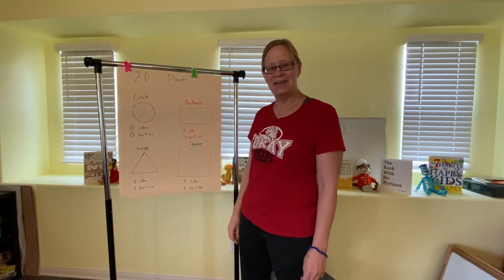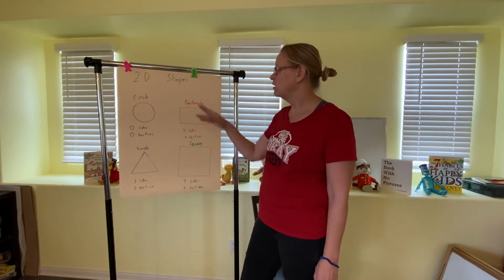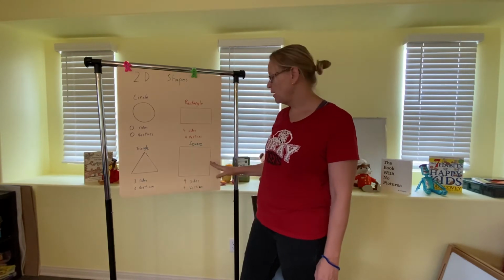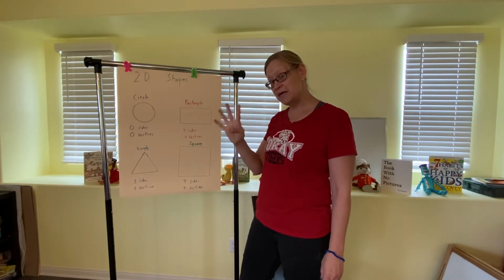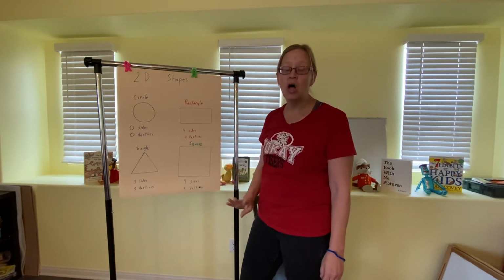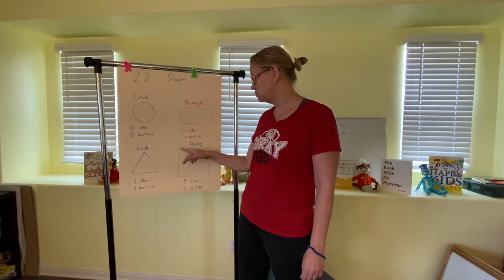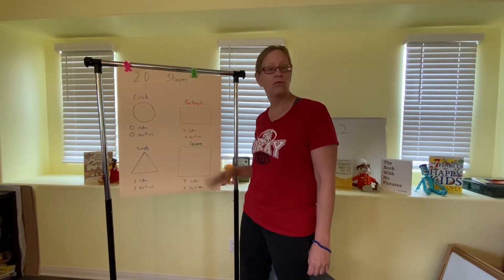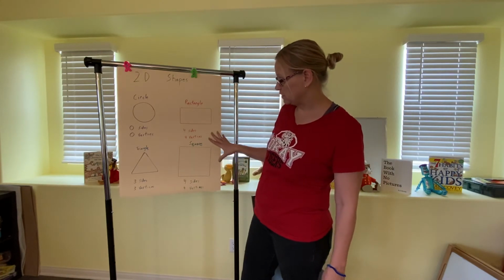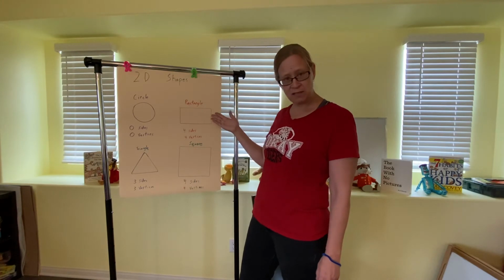Excellent job. Okay, now the last shape we're going to talk about right now of our 2D shapes is the square. Now, a square has four sides. One, two, three, four. Four sides. It also has four vertices or corners. One, two, three, four. Four vertices. So the square has four sides and four vertices, just like the rectangle does.